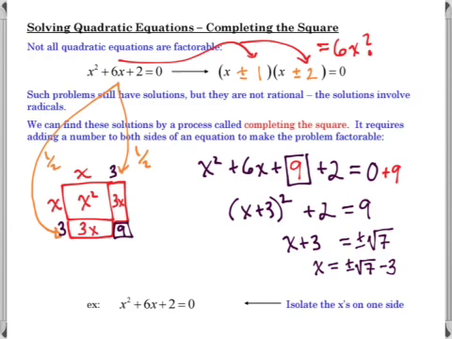Yes? Wait, which ones are the roots? Isn't there only one solution? Oh, so the roots are negative. So it would be negative root 7 minus 3, and then positive root 7 minus 3. And then I could plug it in a calculator and get an approximation, but that would be my exact answer. So I'm getting 2 roots.